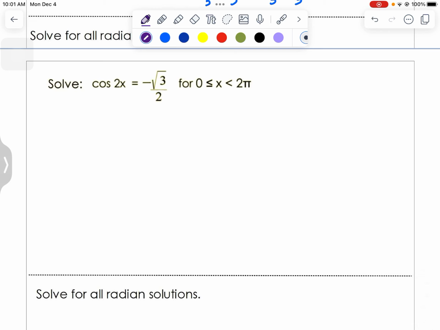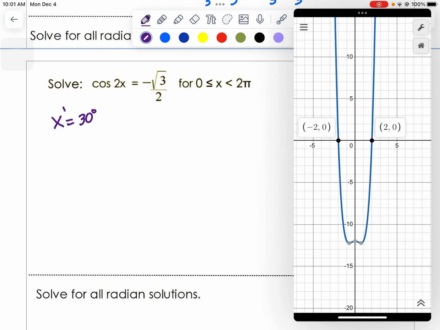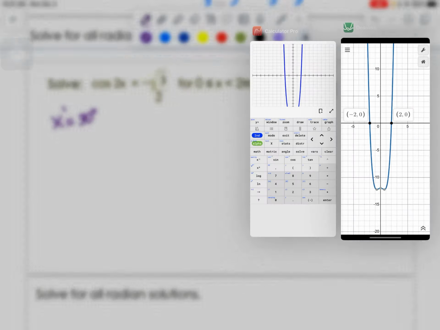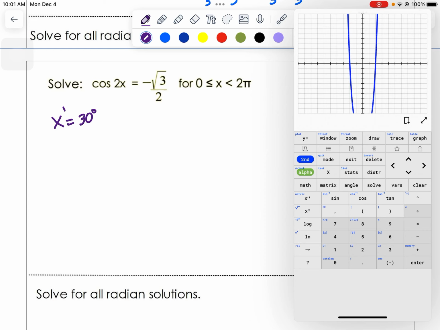Okay, so we're going to look at negative square root of 3 over 2. That's going to come from our 30, 60, 90 triangle, or we could use our unit circle, or we could use inverse trig to find it. So it's 1, square root of 3, 2, and cosine is adjacent over hypotenuse, so it'd be a 30-degree angle. So our reference angle would be 30 degrees. You could also use your inverse trig.